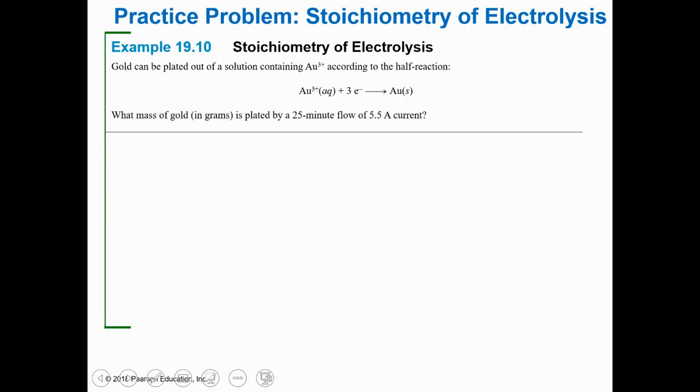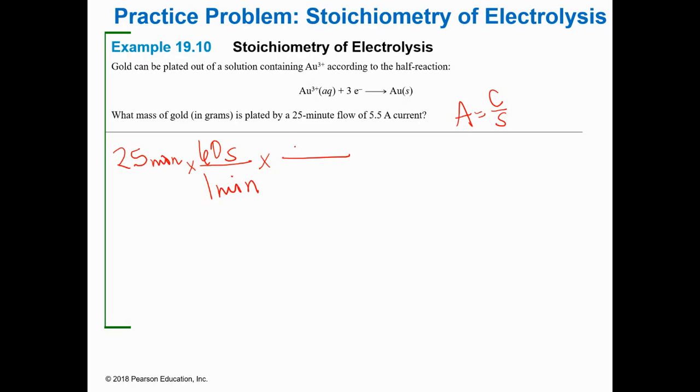Okay, so they're going to give you a time, they're going to give you a current, and we're going to need to find mass. Just remember that amps are coulombs per second, and the amps has 2 units. You always want to start with the unit that has 1. So 25 minutes is our first starting point. You've got to get minutes to seconds because amps is in seconds. And then we could use our amps. So our 5.5 coulombs per 1 second.